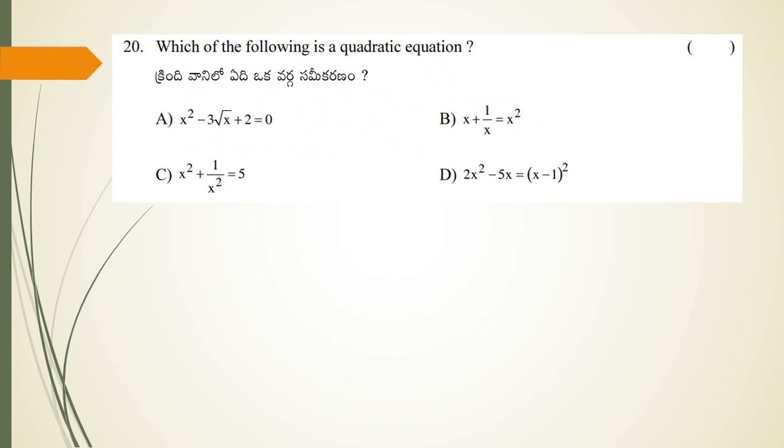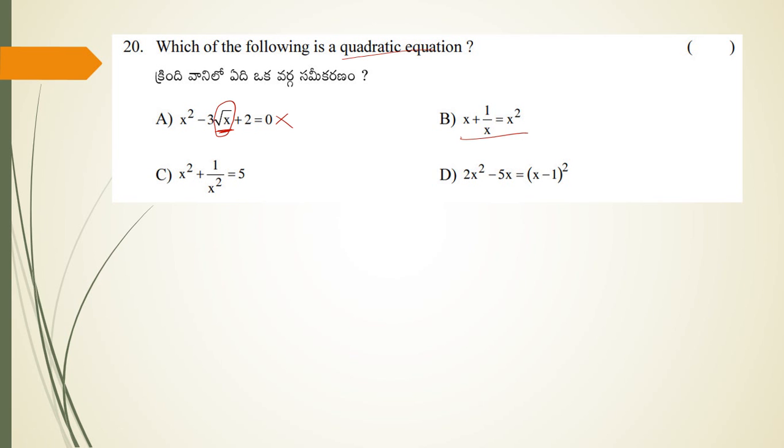Next, moving on to question number 20. So if you observe this, what is meant by a quadratic equation? If you are having degree 2, then it is a quadratic equation, right? Now if you observe this, first of all, here we are having root x. So whenever you are having root x, then this is not a quadratic equation, so this fails.